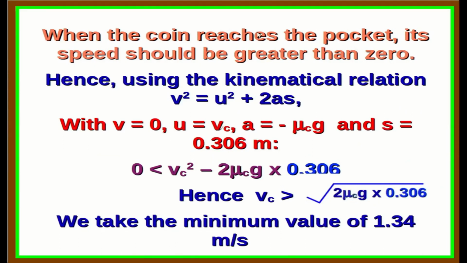When the coin reaches the pocket, its speed should be greater than 0, because the coin has to reach the pocket. So that means at that point, its velocity should be slightly greater than 0, so that it can overshoot the edge of the hole and fall into the hole.